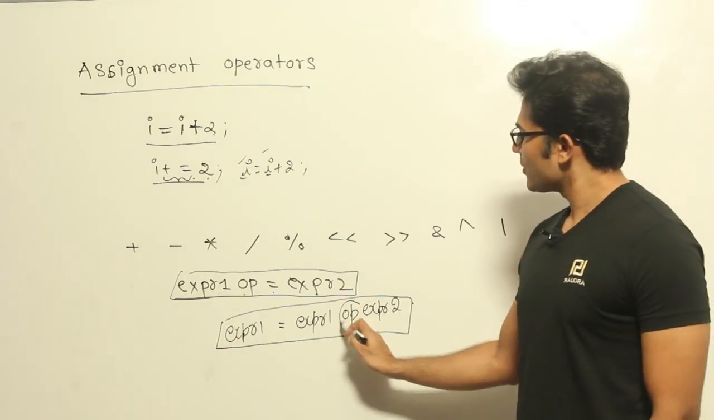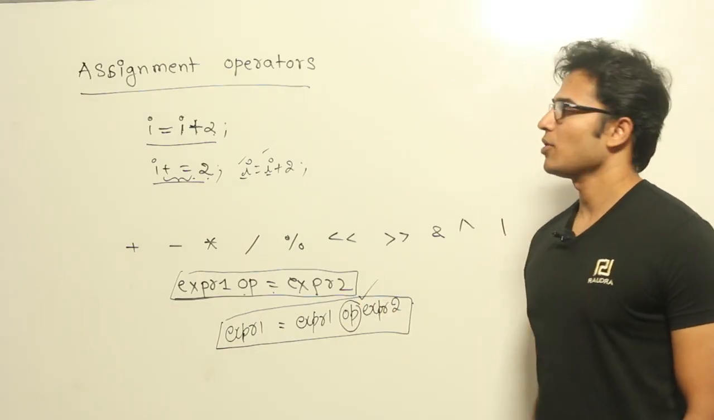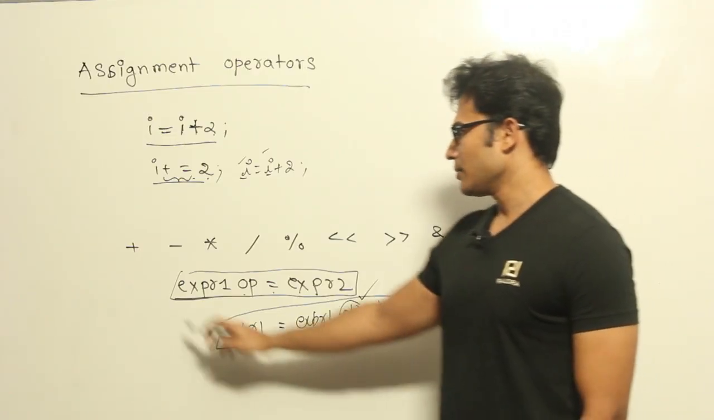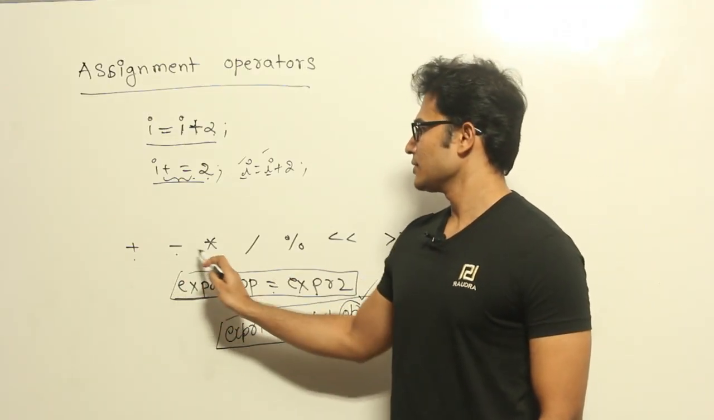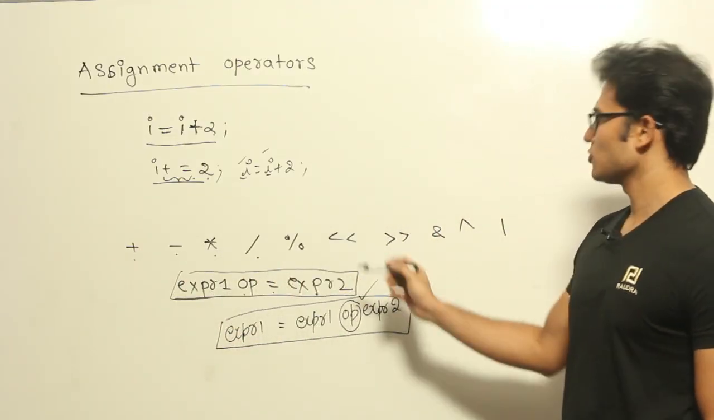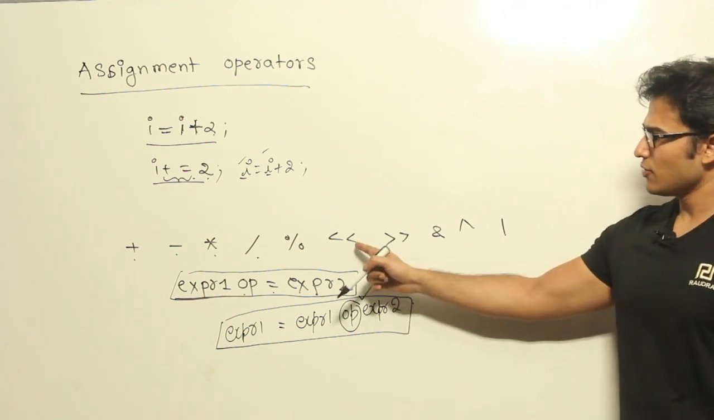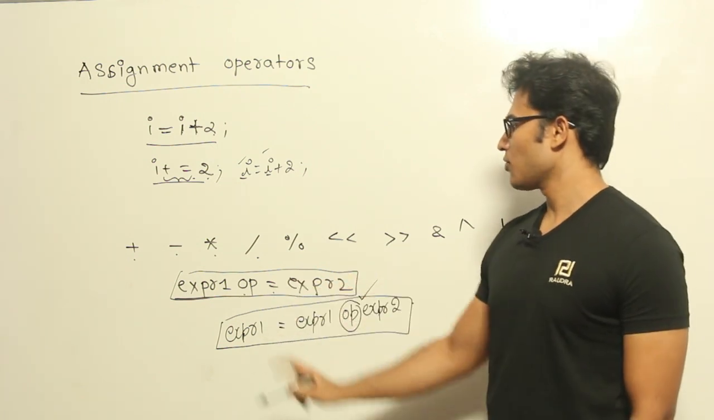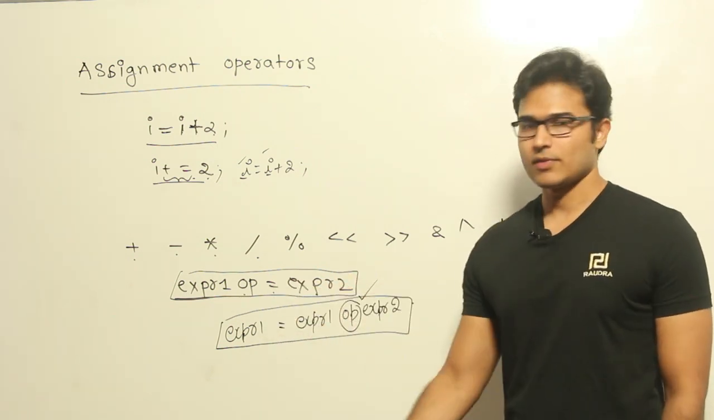And what could be this operator? It can be any binary operator you can think of, right? It can be plus, minus, star, division, or bitwise operators. So if you can replace any of these in place of op, then you can write it this way.